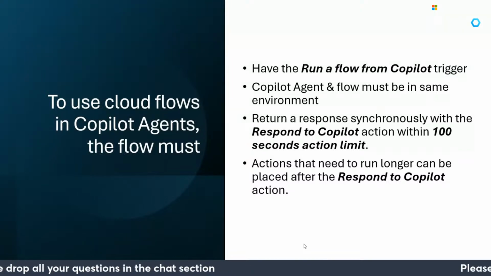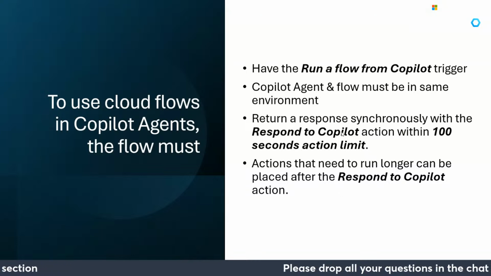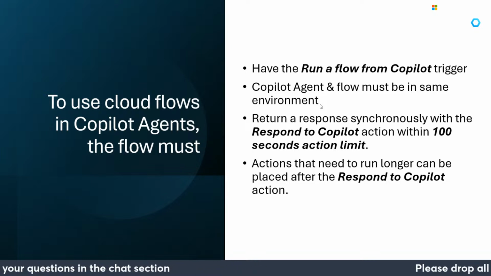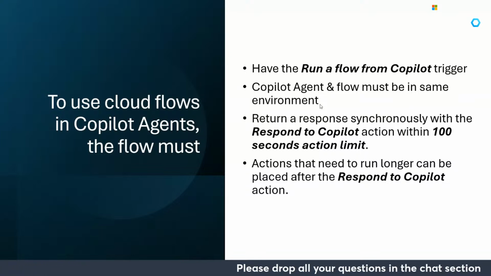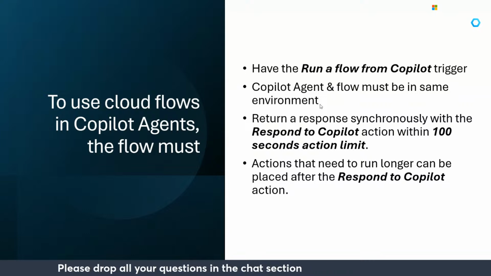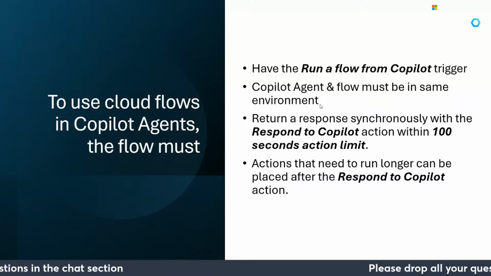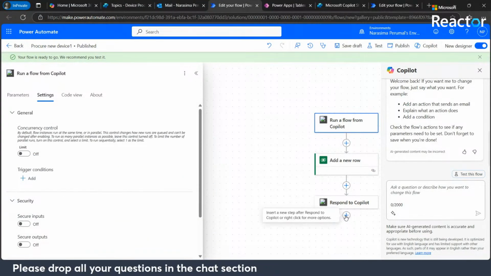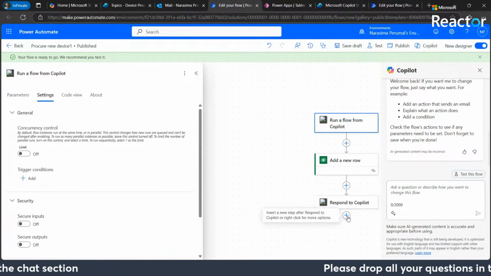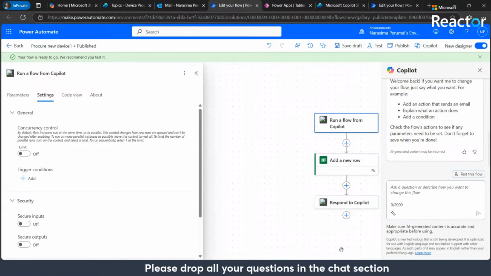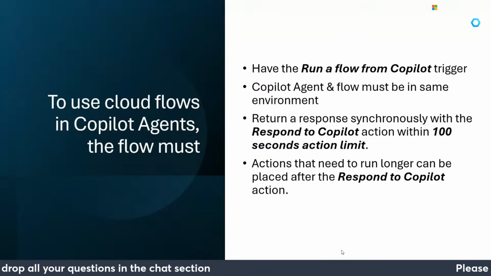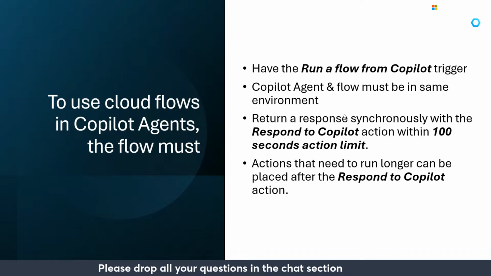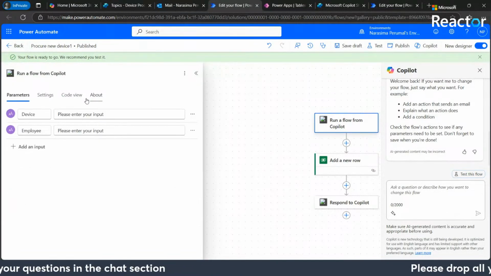Some of the items that you need to make sure of: always have the flow with the Run a Microsoft flow trigger, and both the Copilot agent and the flow need to be in the same Power Platform environment. And also, suppose your Power Automate is going to take more than the 100-second limit to complete an action, if it is long running, more than 100 seconds, what you need to do is insert those actions after this step, that is, respond to Copilot. You need to add those steps after this one, and then you can run those steps in the background. So these are the limitations: you always need to have a 100-second action limit, and you can return a response synchronously alone. You should not turn on this setting.